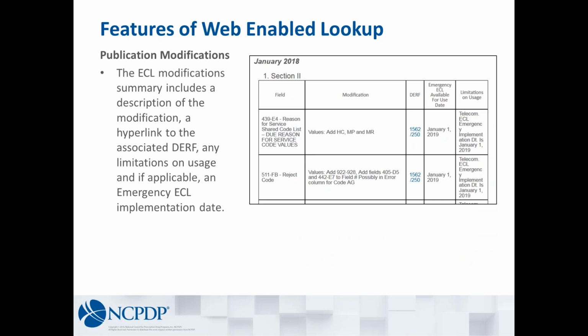And then in the ECL, the publication modification summary includes, again, the name of the field and the field name or number, what the modification was, a link to the DERF. If it's an emergency ECL, it will include that date. And you'll notice here on the link to the DERF that there are two numbers. So basically, if it's an ECL only DERF, it has both a DERF number and an ECL number.